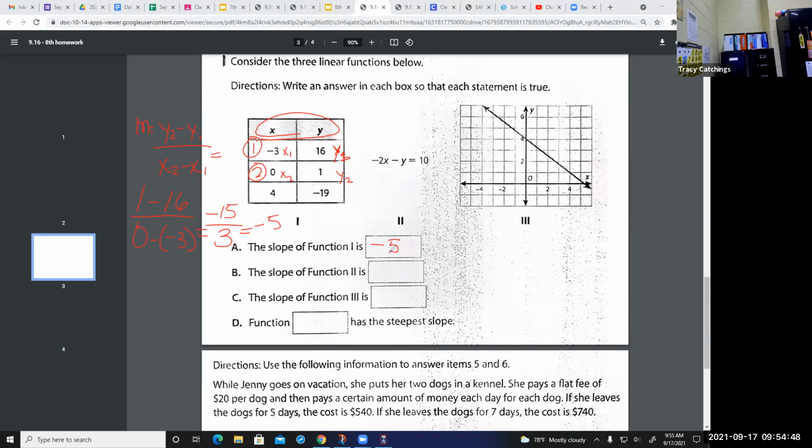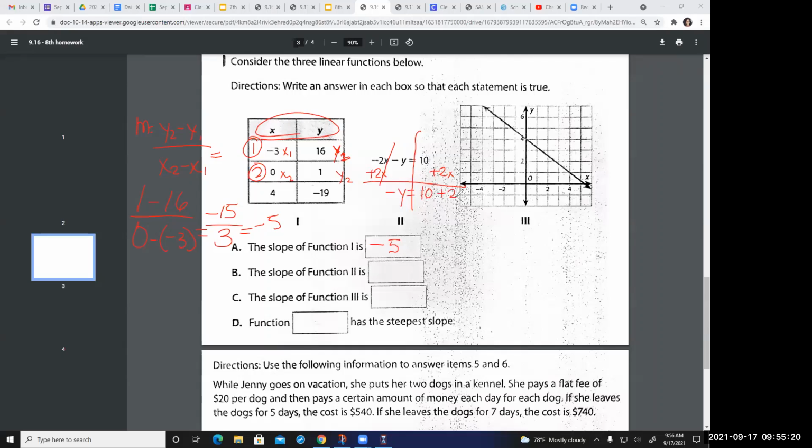All right, B. We're on function 2, what's the slope? -2, I beg to differ. If it's solved for Y, is that a solved for Y? No. All right, it's not solved for Y, so let's solve it for Y. What's on that side that we need to get rid of? On the side with Y? 2x, so now we're gonna add 2x on both sides. So now we got -y equals 10 plus 2x.